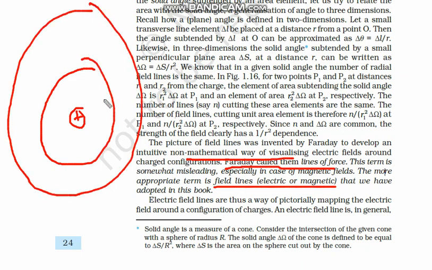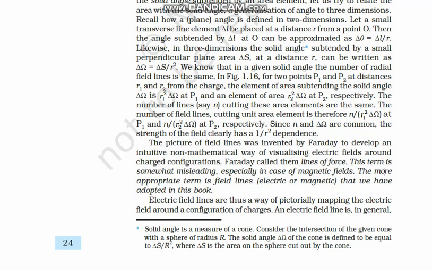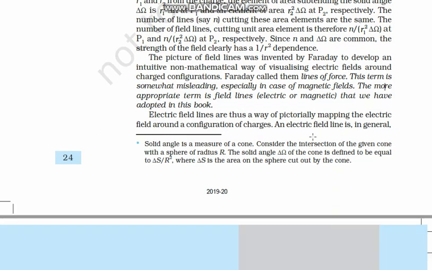If we keep the solid angle fixed, the number of electric field lines in that solid angle remains fixed, no matter what the distance is from the source of those electric field lines. Or if we keep the area constant, the number of field lines passing through that fixed area will reduce as we move further and further. How? As proportional to 1 by r square. So this is a major concept related to electric field lines, and there might be a question on this.